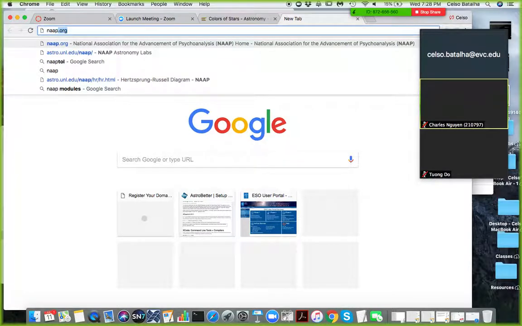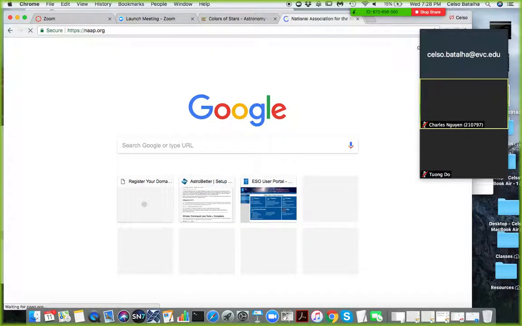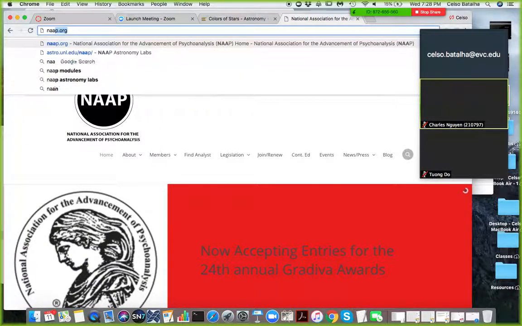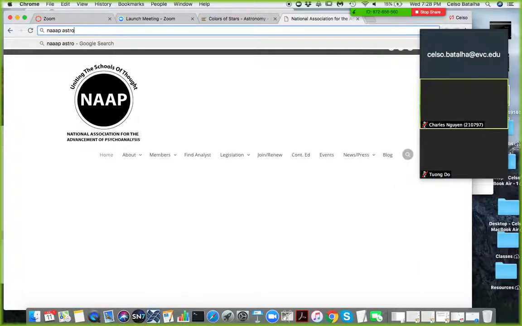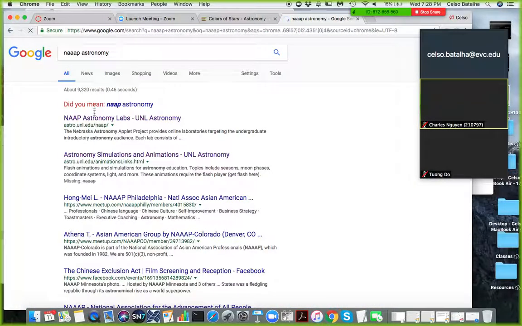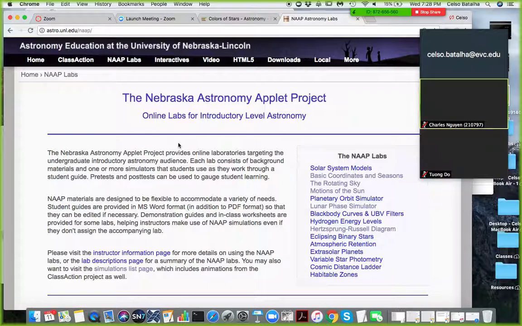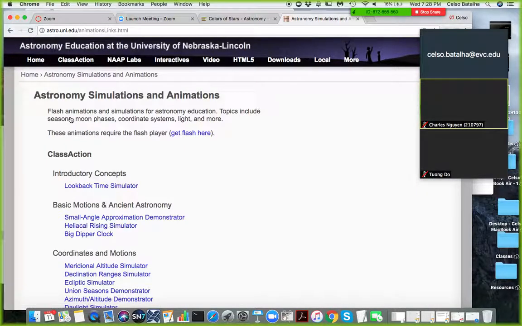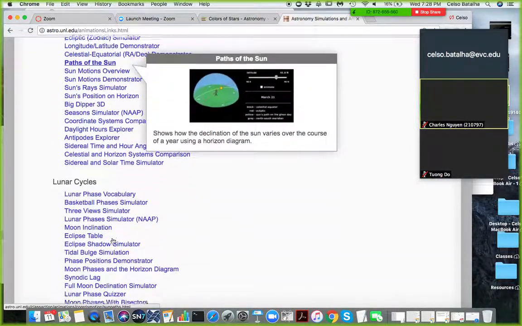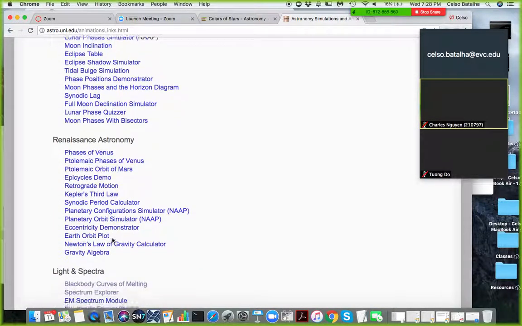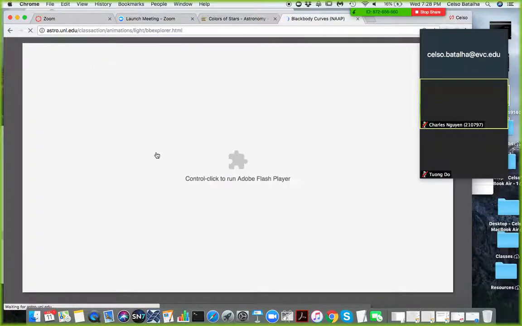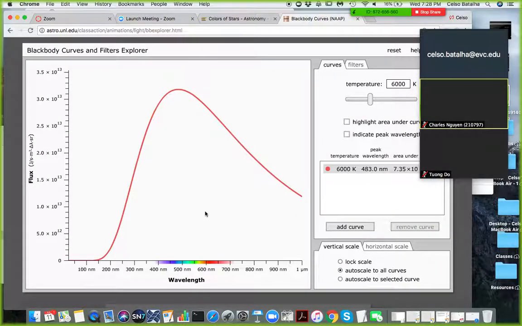So let me show you one example that might illustrate what I'm trying to say with respect to black bodies. Again, if you go to the Nebraska Astronomy Applets, I really like this source, and they have very good applets. We can have a display of what a black body is. So here's a black body.